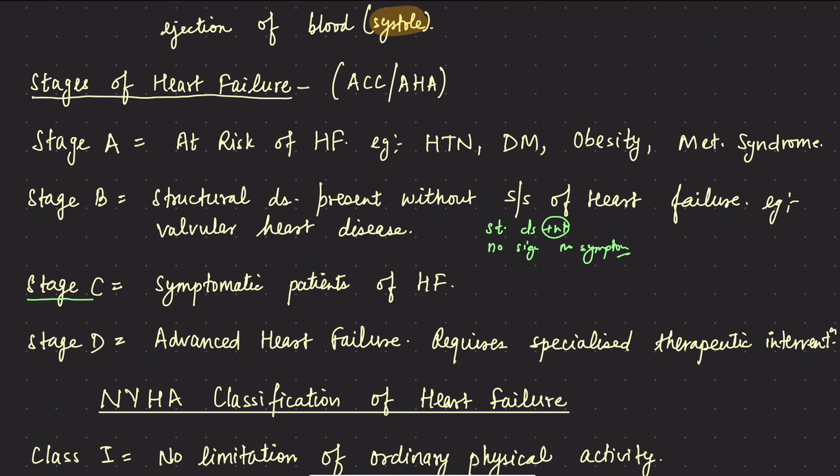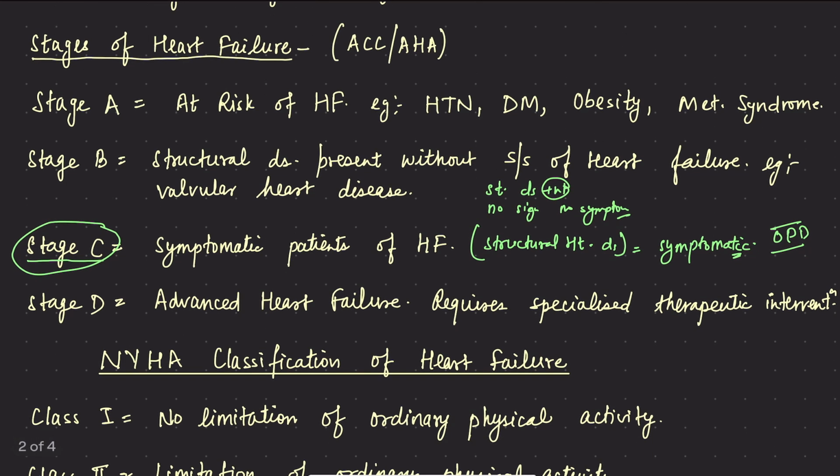Stage C is somewhat different. Here there can be structural heart disease, but the main thing is these patients are basically symptomatic. These are symptomatic, that is why they are stage C. Means all the patients coming to you in the OPD are basically stage C heart failure patients.